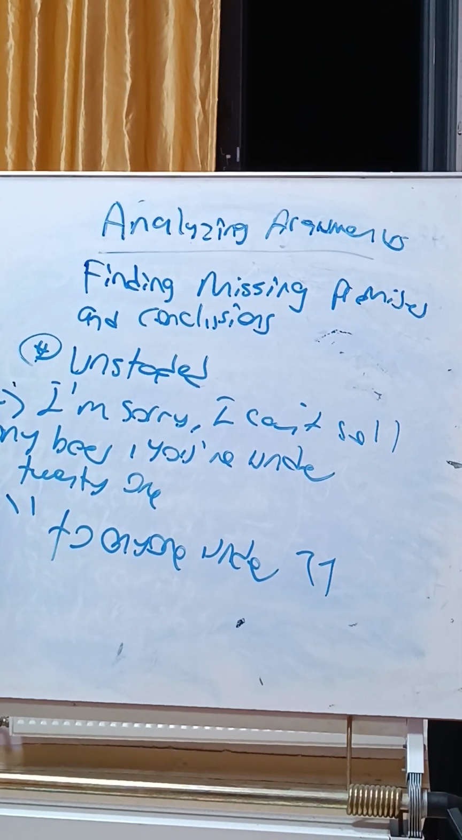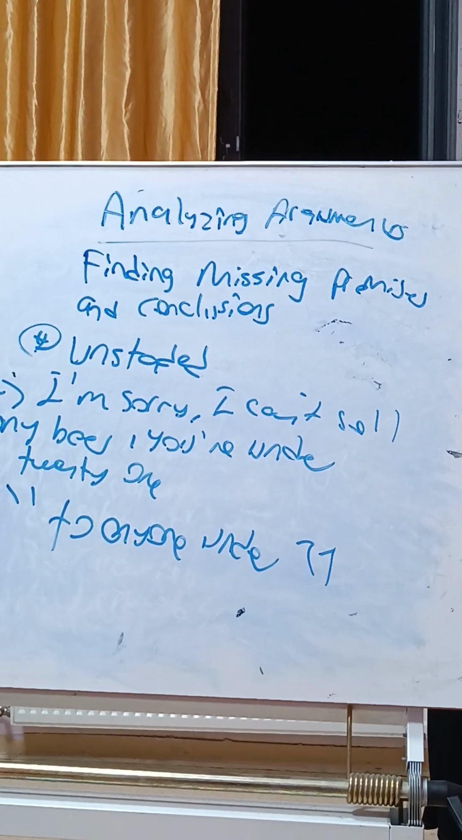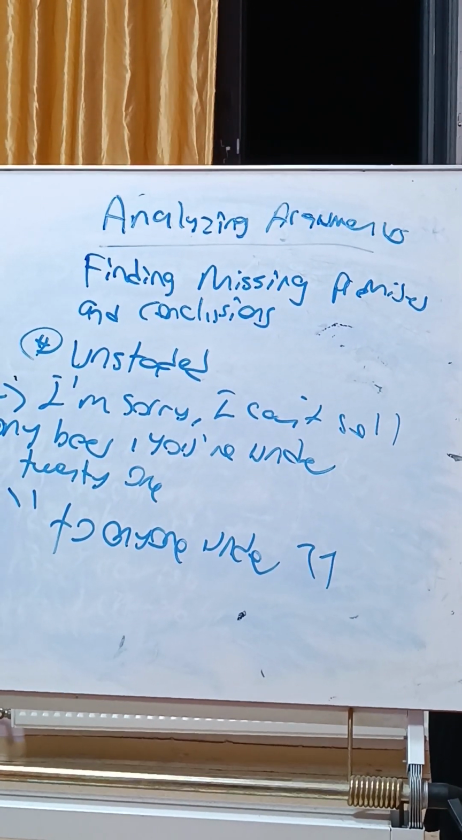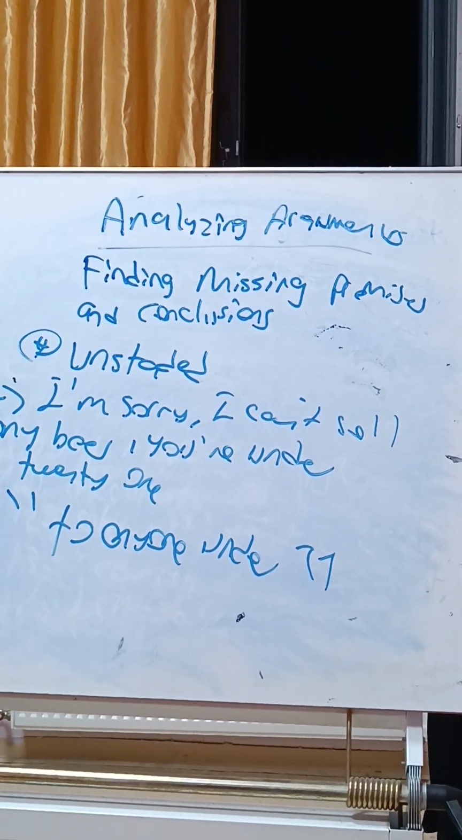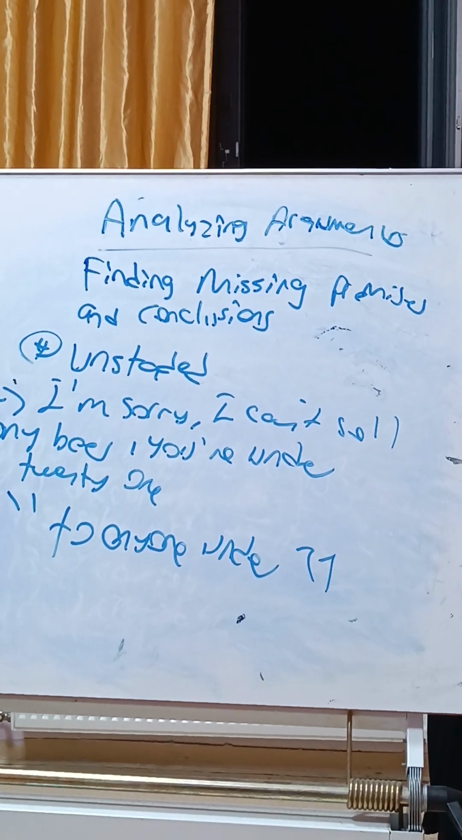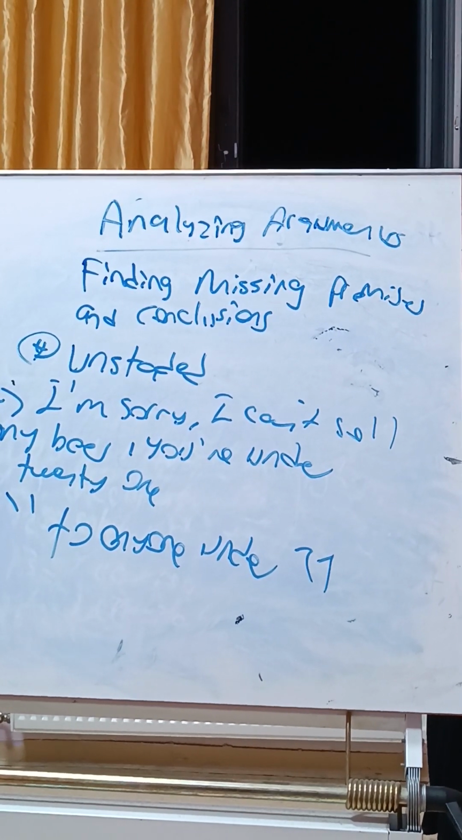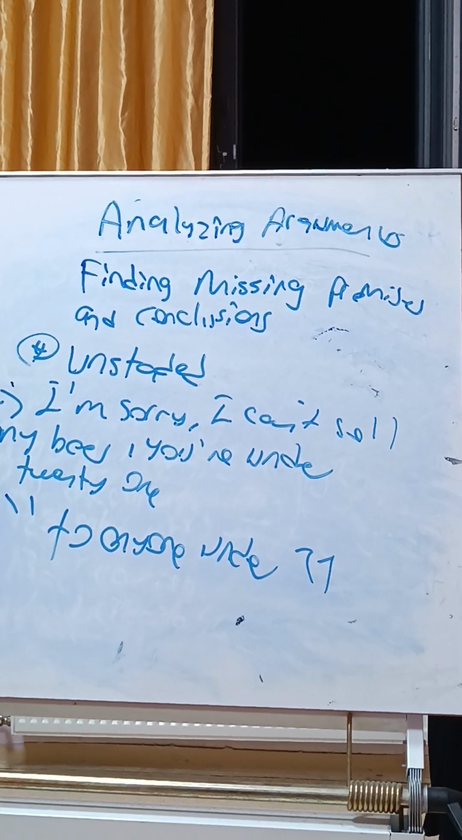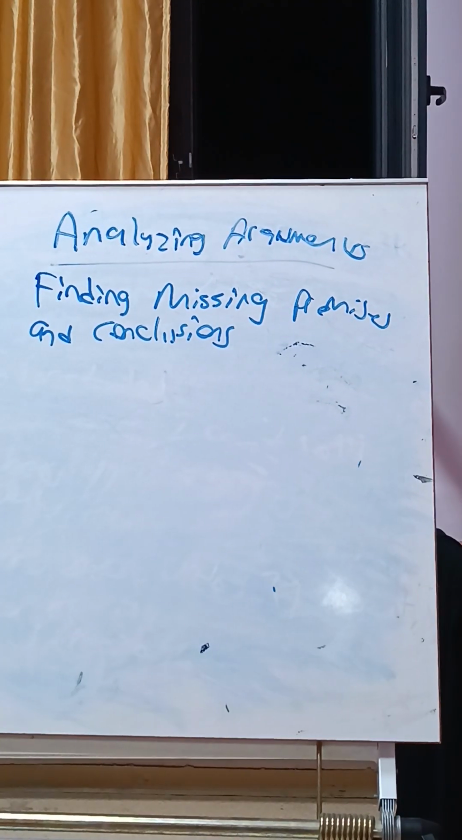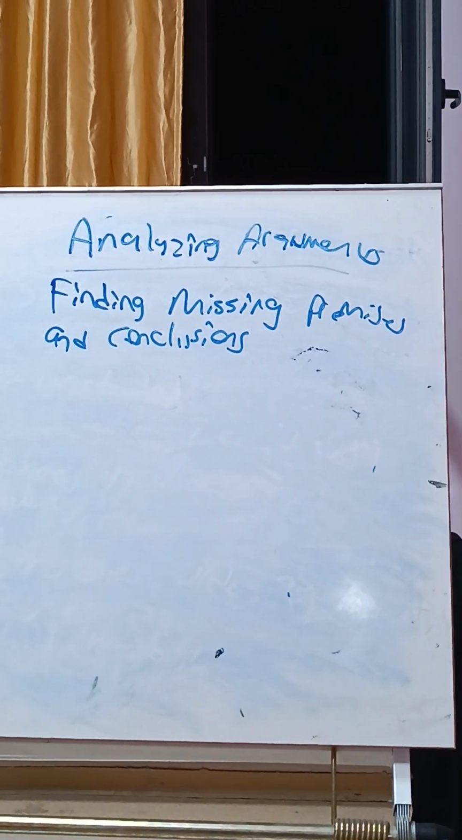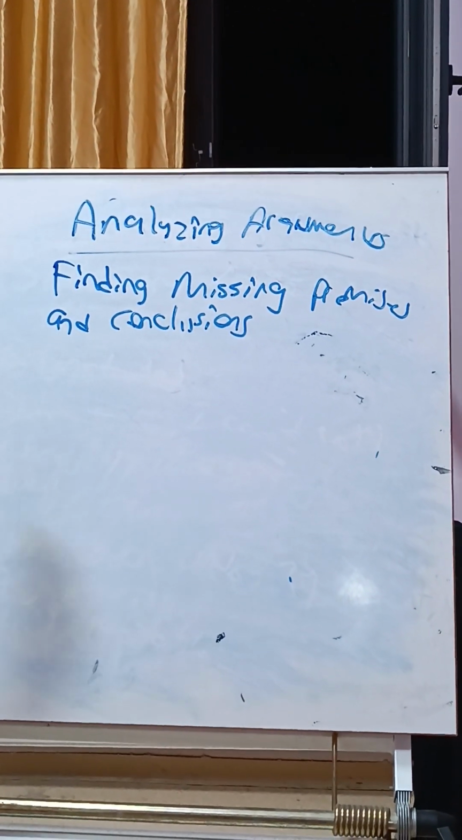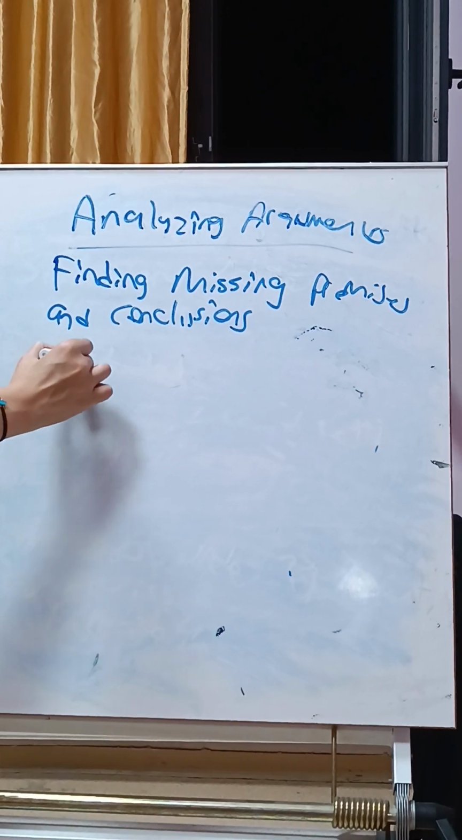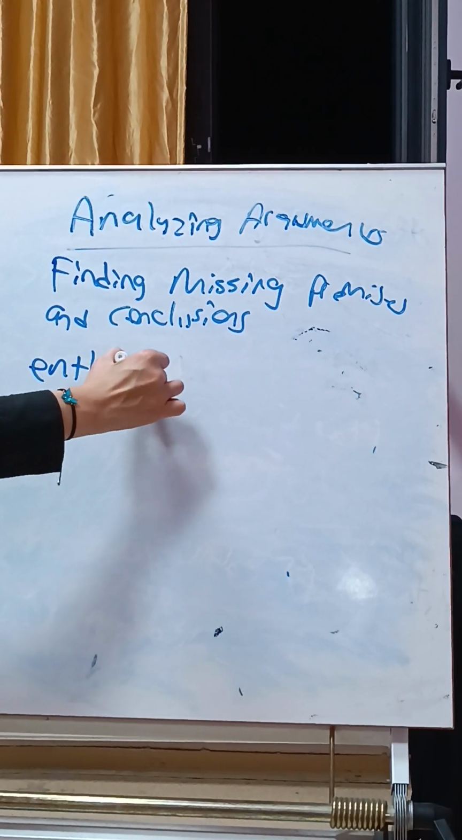In other cases, a conclusion is left unstated. For example, the bigger the burger, the better the burger. Burgers are bigger at Burger King. Here, implied is the conclusion, burgers are better at Burger King. An argument with a missing premise or conclusion is called an enthymeme.